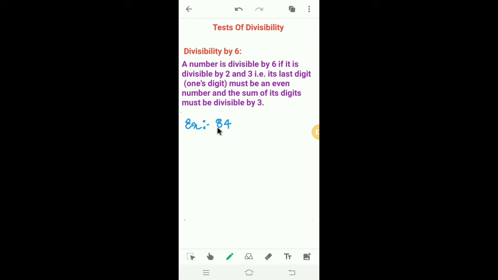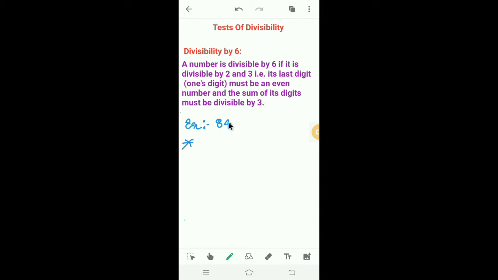Let's see an example. 84. 84 is divisible by 6. Let's check. What is the rule? A number is divisible by 6 if it is divisible by 2 and 3. What is the rule? Divisible by 2.